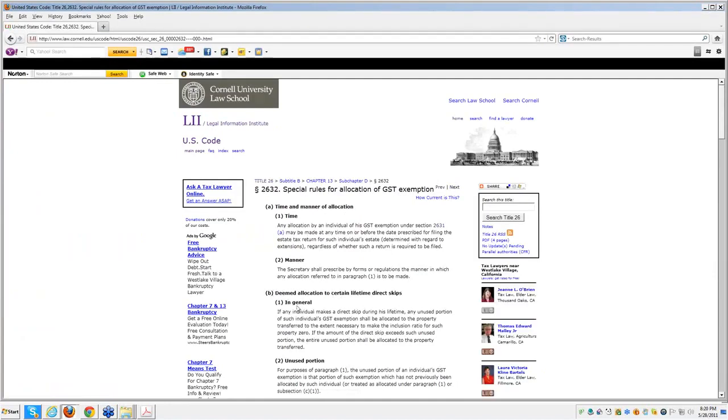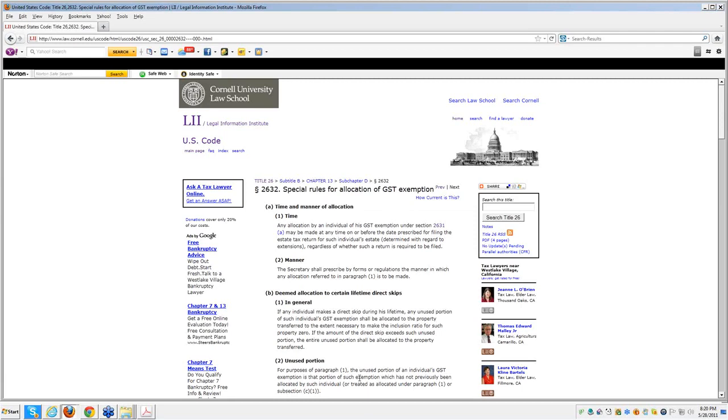Okay, here, read this. Here's 2632B. Deemed allocation to certain lifetime direct skips. Any individual makes a direct skip during his lifetime. Any unused portion of such individual's exemption shall be allocated to the property transferred to the extent necessary to make the inclusion ratio for such property 0. If the amount of direct skip exceeds such unused portion, the entire unused portion shall be allocated to the property transferred.